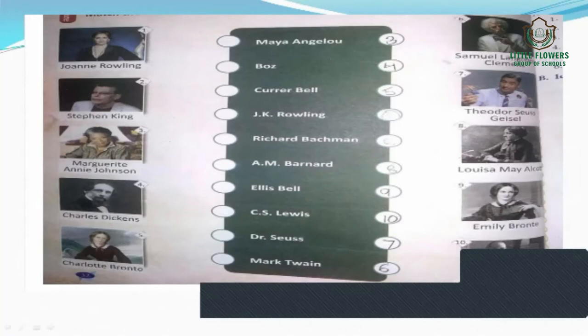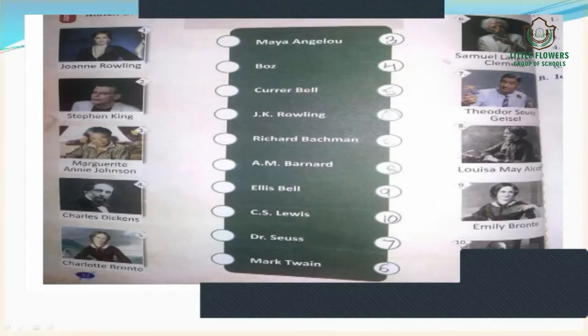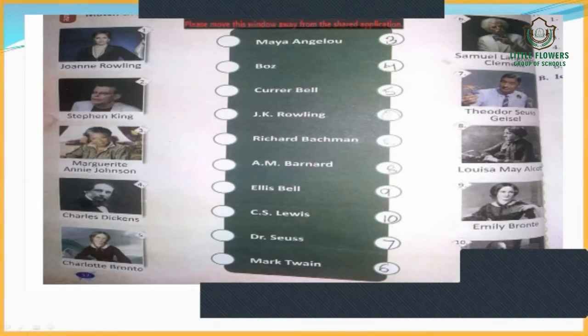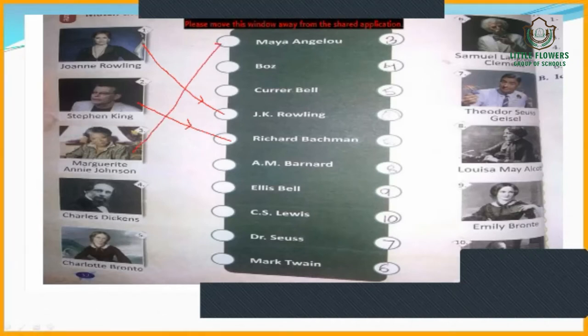Let's have these points. We are going to match this. The first is given, J.K. Rowling. So we have to match. Let's match. J.K. Rowling. The second author is Stephen King. Stephen King has written as Richard Bachman. So where is Richard Bachman? We have to match. Look. The third one is Marguerite Annie Johnson. She has written as Maya Angelou. So we will match this one also, Maya Angelou.